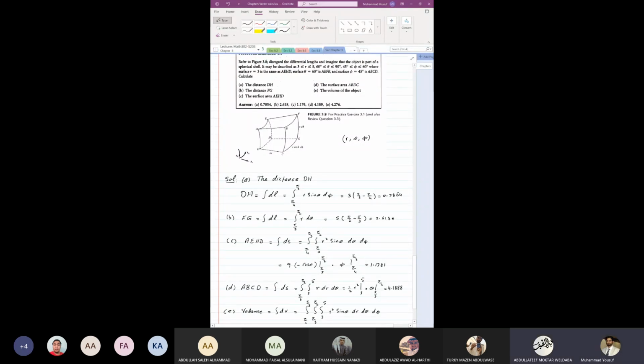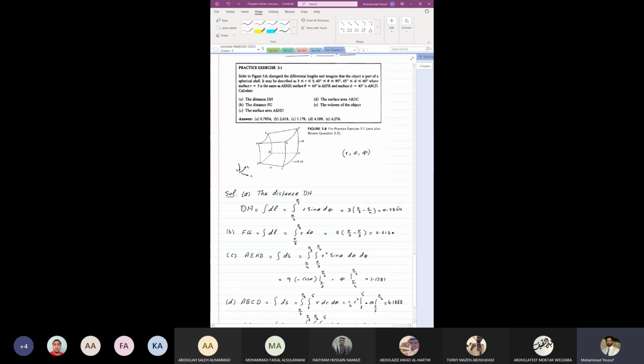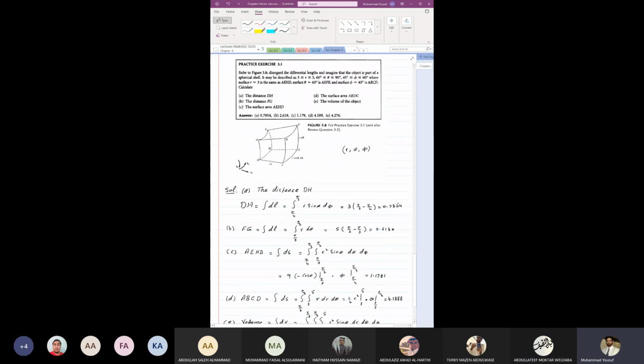Yes. Okay. Now here, this is the problem we started yesterday to solve, but time was finished. Part A is the distance from D to H, the DH distance.